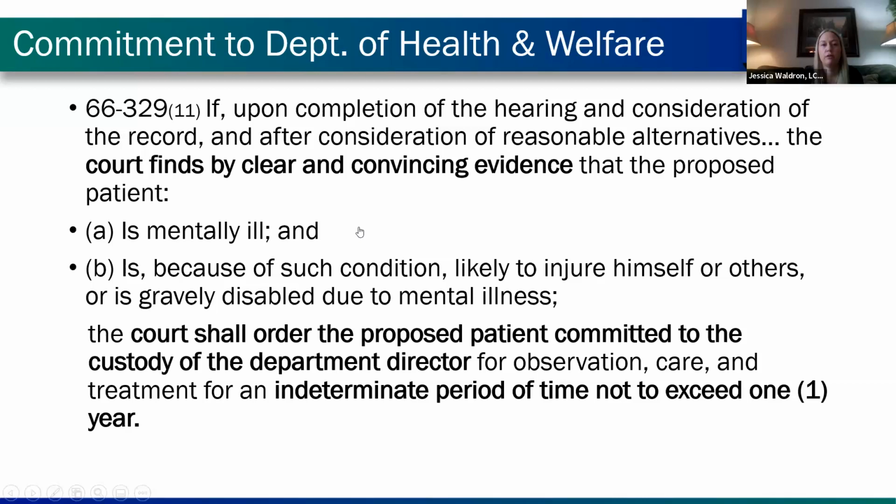So if we have had a first positive DE and a second positive DE, and we've now had the hearing scheduled, we've testified at the hearing, and if at the end of that hearing, the judge finds by clear and convincing evidence that the patient is mentally ill, and because of that mental illness, they're either likely to injure themselves or others, or they're gravely disabled. And I'll go more into the specifics of those later on.